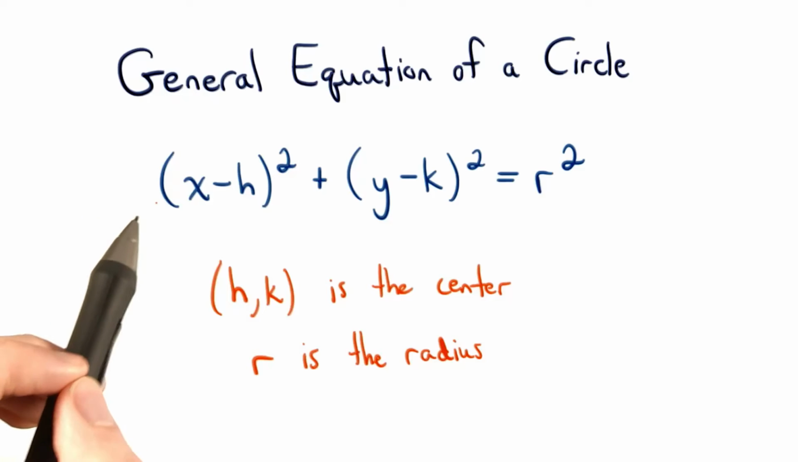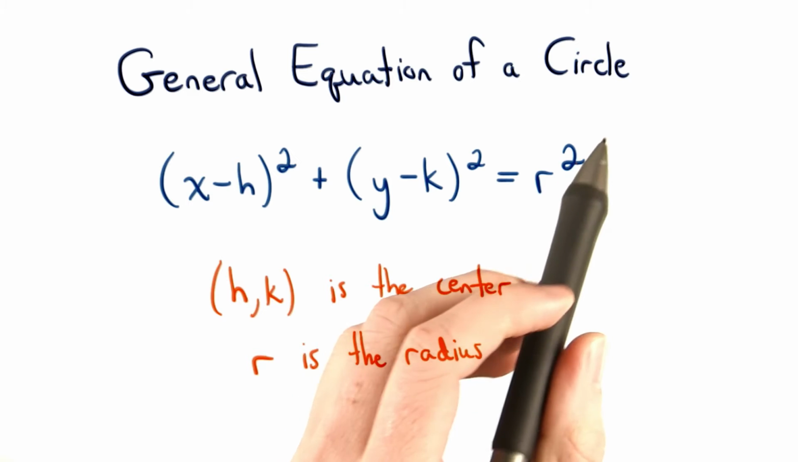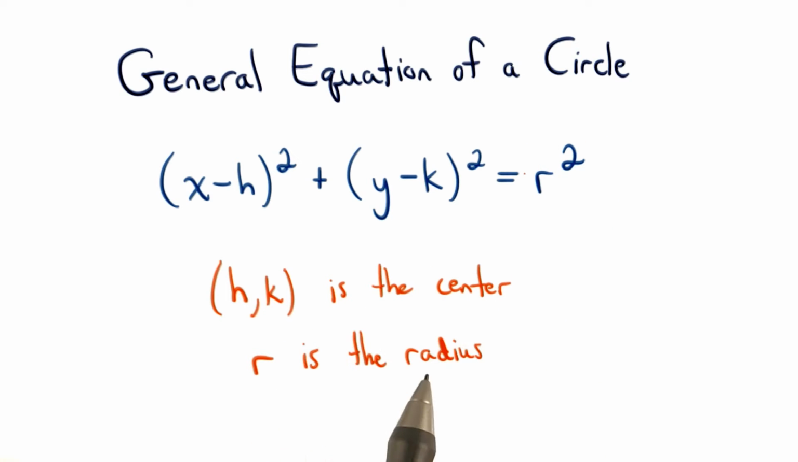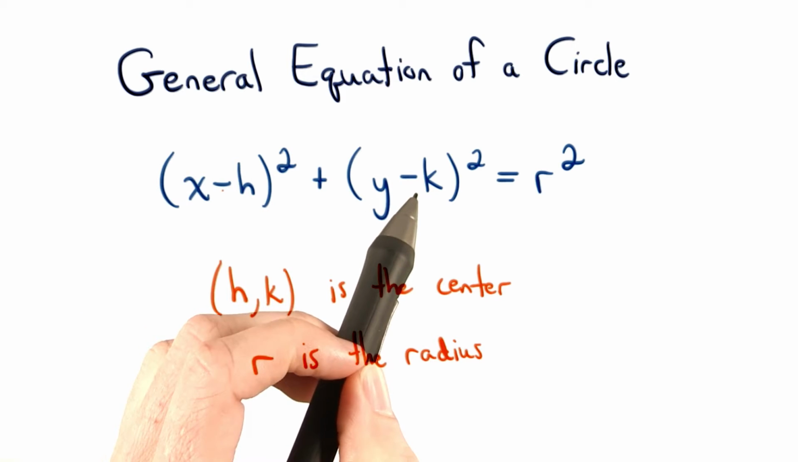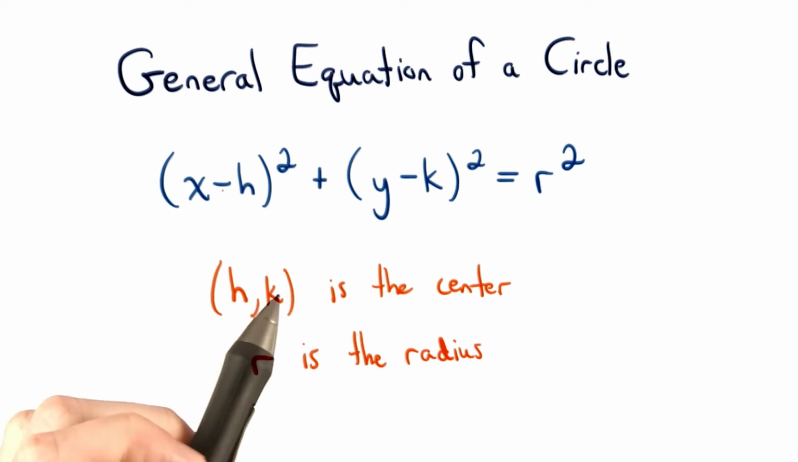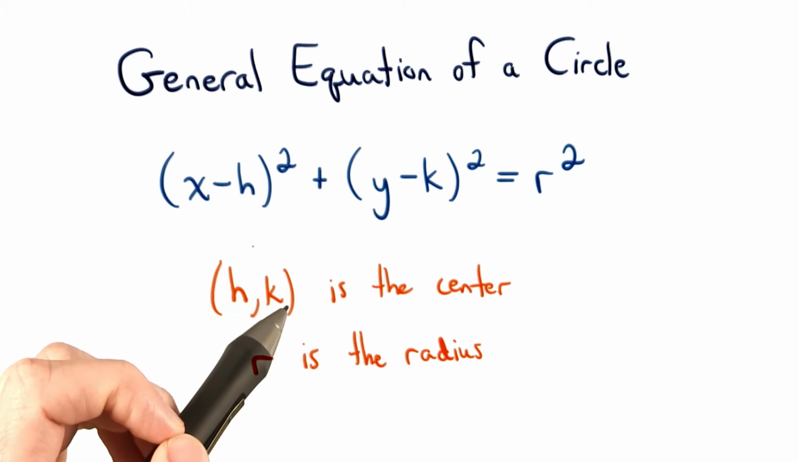So this is the general equation for any circle. The number on the end is r squared, and so the square root of this number is the radius. And then if there's a number next to the x and a number next to the y, these are the numbers that form our center.